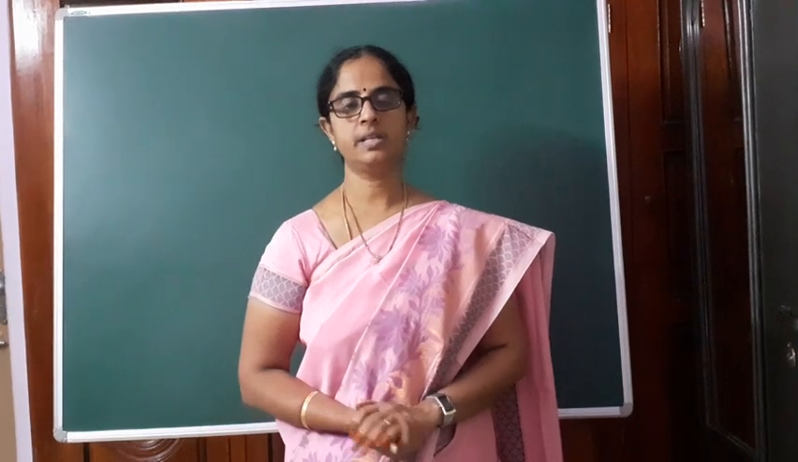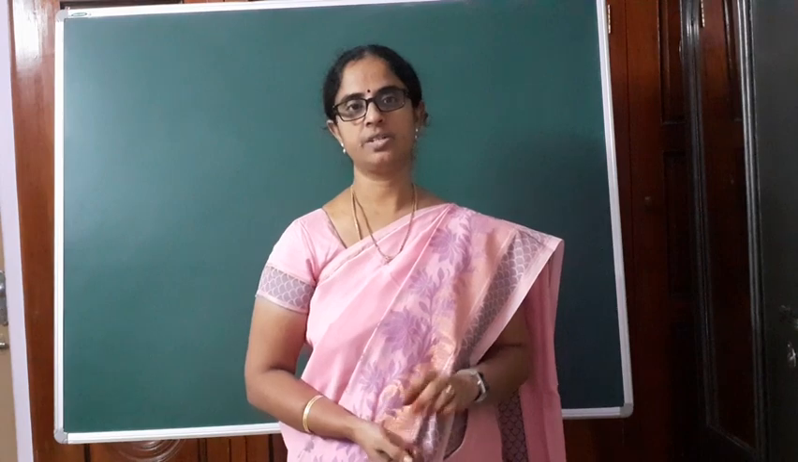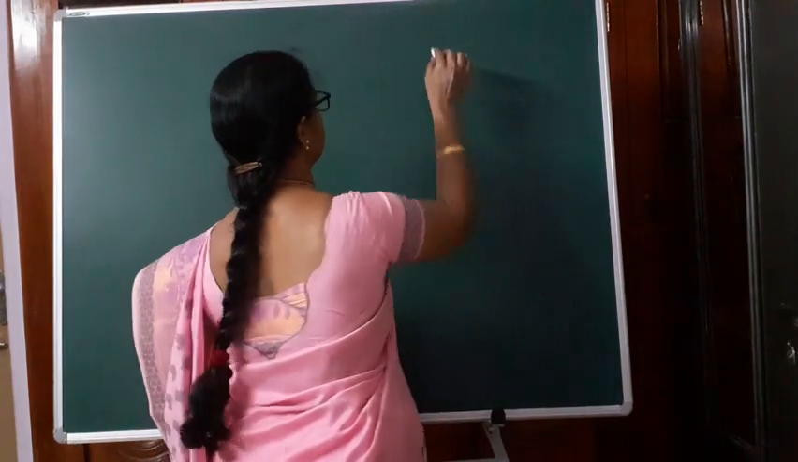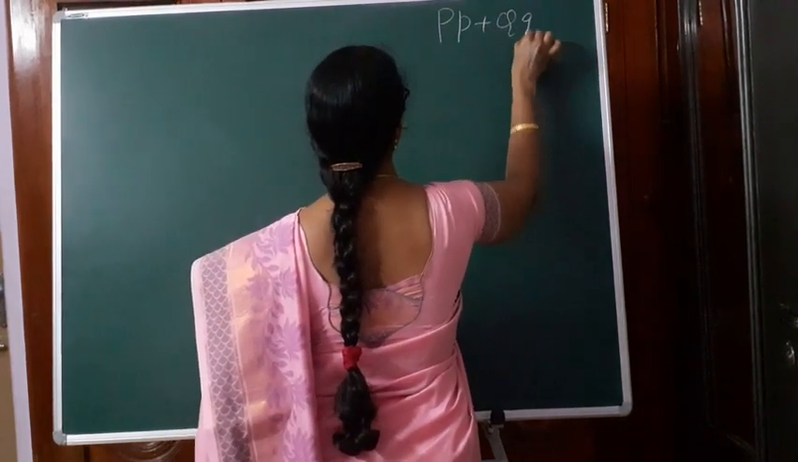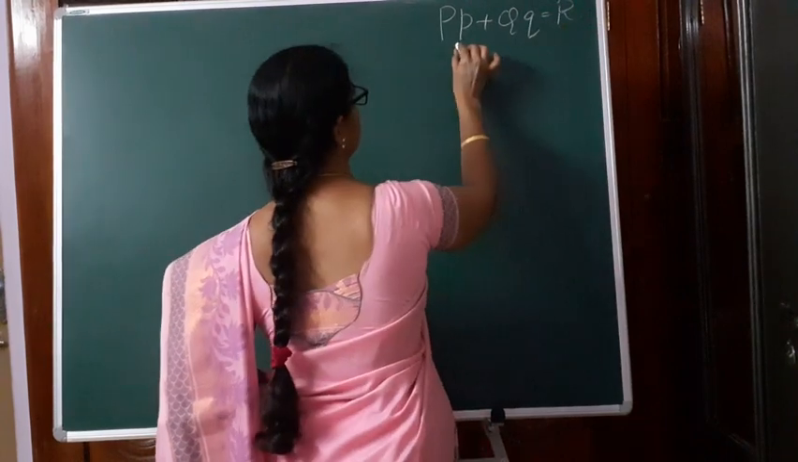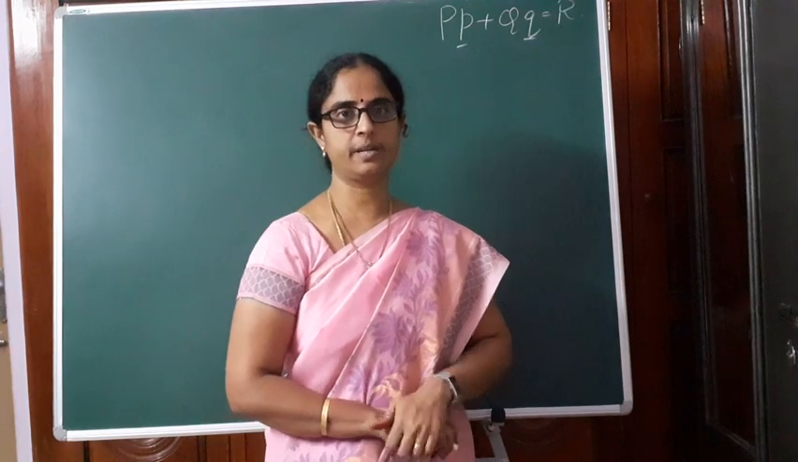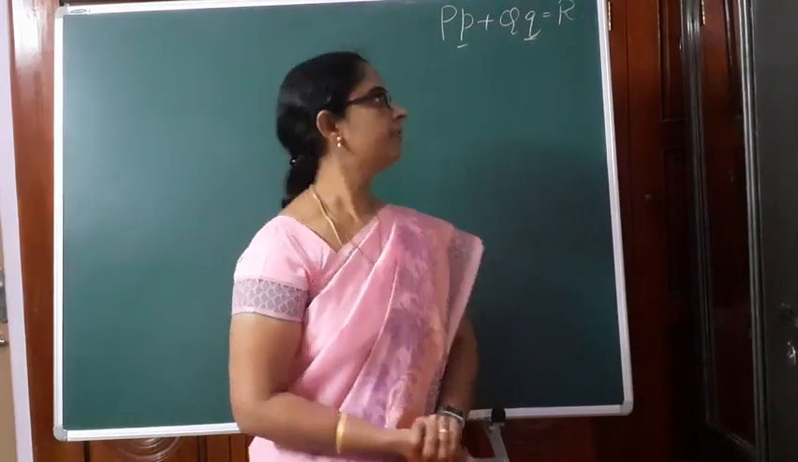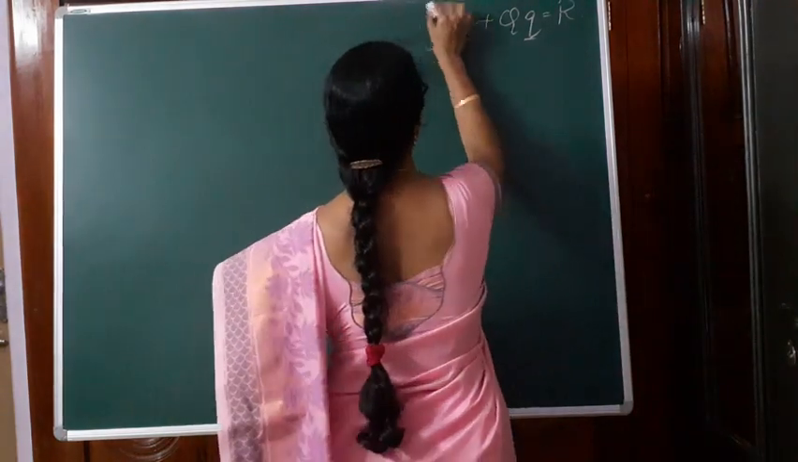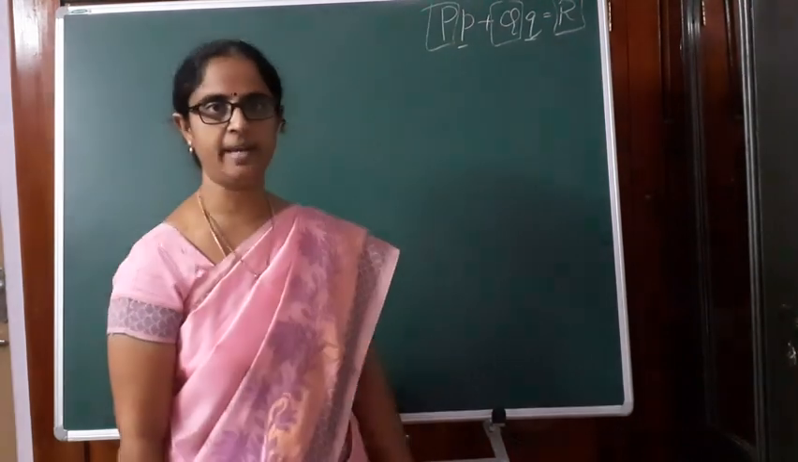We are learning about the general solution of first order linear partial differential equation, which is also called Lagrange's linear equation. The general form of Lagrange's linear equation is P p plus Q q is equal to R, where small p is dou z by dou x, q is dou z by dou y, where z is the dependent variable, and x and y are independent variables. This capital P, capital Q and capital R are functions of x, y and z.